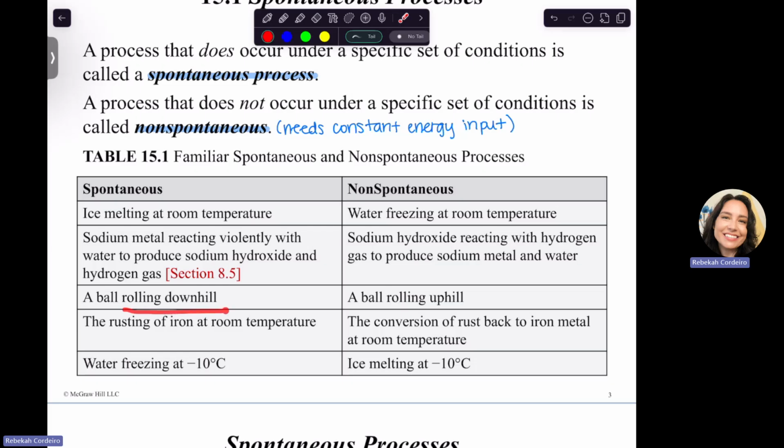A ball rolling downhill would be spontaneous. A ball rolling uphill would be non-spontaneous. How do you get a ball to go uphill? You would have to constantly apply energy to get that to happen, right? So that's non-spontaneous. Iron rusts at room temperature, but is rust going to turn back into metal at room temperature? No. And water freezes at negative 10 degrees C. True. But would ice melt at negative 10 degrees C? No. The melting point of water is 0, and negative 10 is less than that.